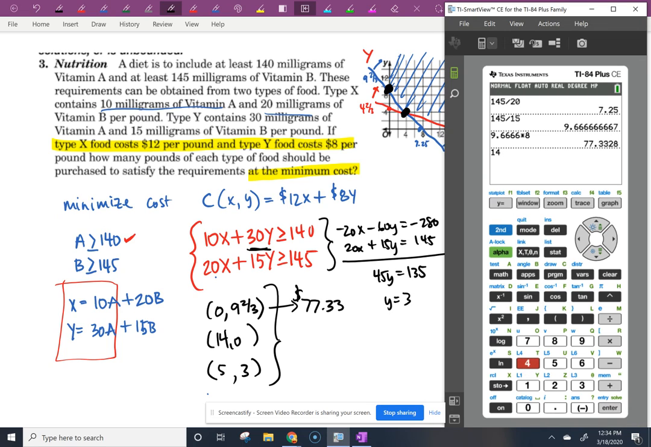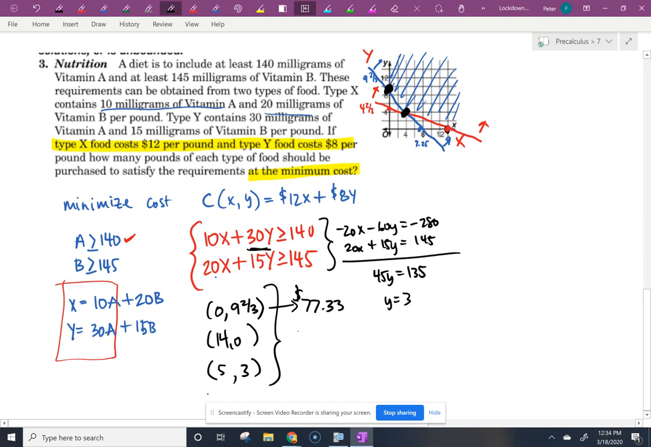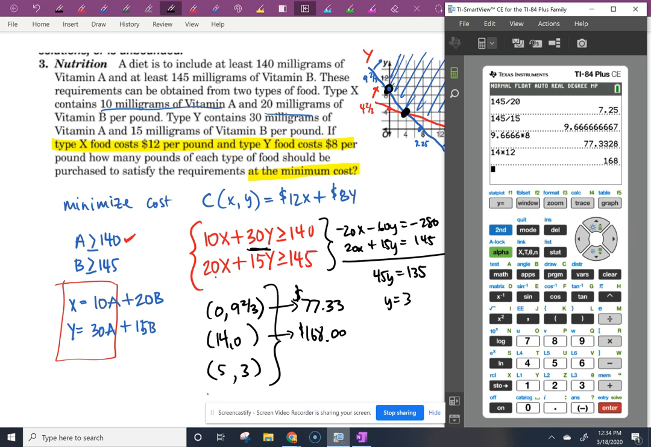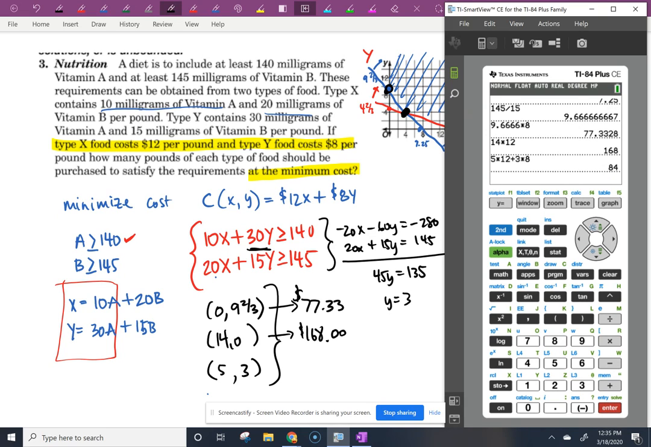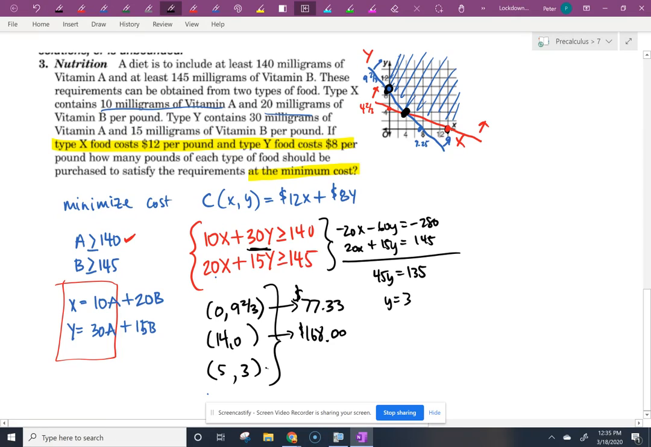How about if I just buy 14 of product X? 14 times 12 is $168. That's not a good deal. That's going to be expensive, but will get me at least some of the requirements I need. And last but not least, how about this one, which looks promising because 5 times 12 is 60. But wait, maybe not. Plus 3 times 8, yeah, that's going to be $84.